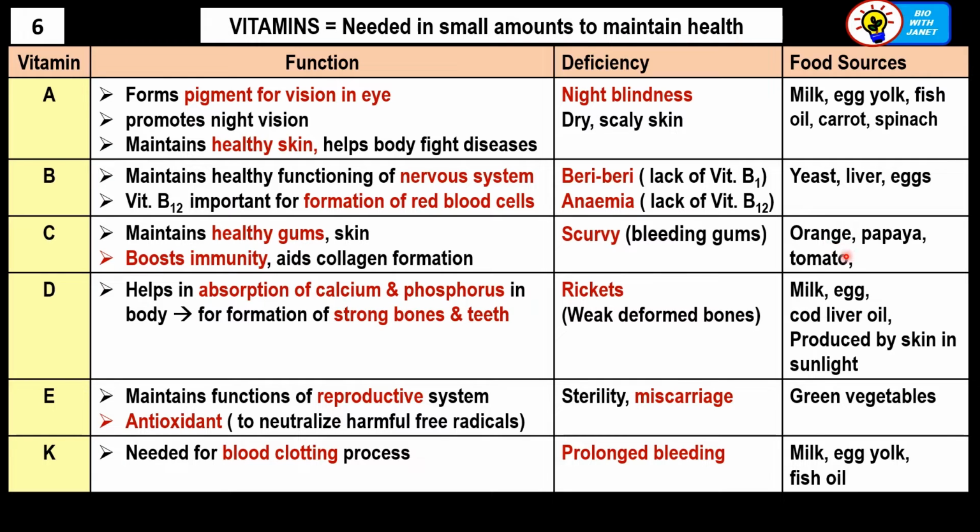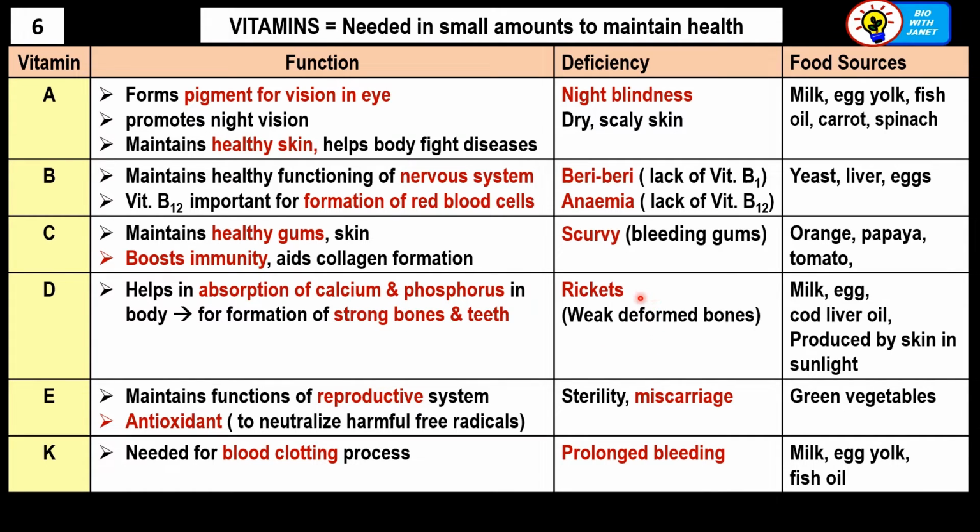Now, oranges and other citrus fruits like lemons and limes have a lot of vitamin C. So does papaya, tomato, and also guava, right? Now, vitamin D helps in the absorption of calcium and phosphorus in the body in order to build strong bones and teeth. So even if a person takes a lot of calcium and phosphorus, but doesn't have enough vitamin D in his diet, this calcium and phosphorus will not be absorbed into the body. So vitamin D is important for the absorption of calcium and phosphorus into the body.